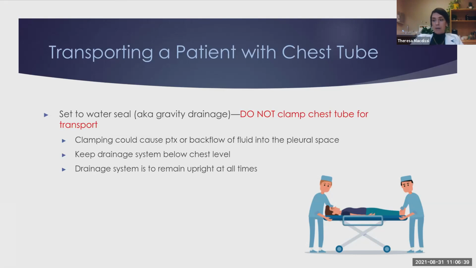If you clamp a patient's chest tube and they had it for the purpose of a pneumothorax, air could build up in that intrapleural space and cause a tension pneumo, so you do not want to do that. Clamping a patient's chest tube when they had it for a pleural effusion could cause some backflow of fluid into the pleural space, so you also don't want to do it if they have a pleural effusion. And then when you're traveling, you want to make sure that you're keeping the drainage system below the level of the chest, so gravity is helping with dependent drainage. And you want to make sure that the drainage system remains upright at all times. And like the video showed, there are some little hooks on the drainage system that you can put on the bedside for when you're on the go.